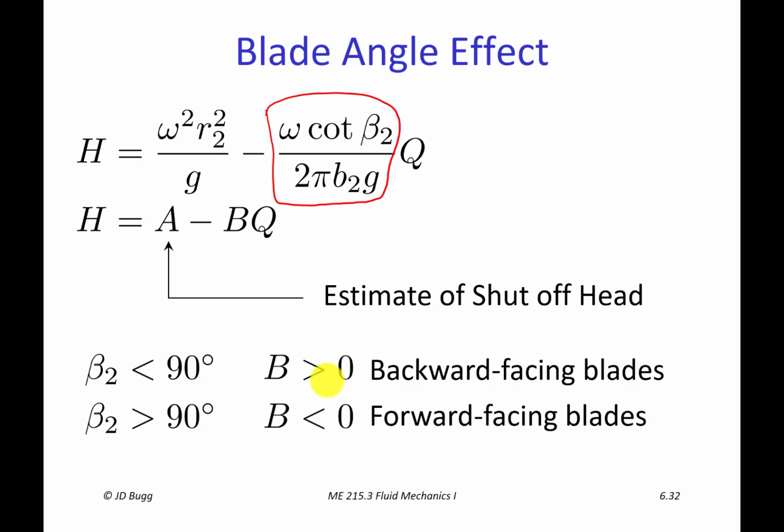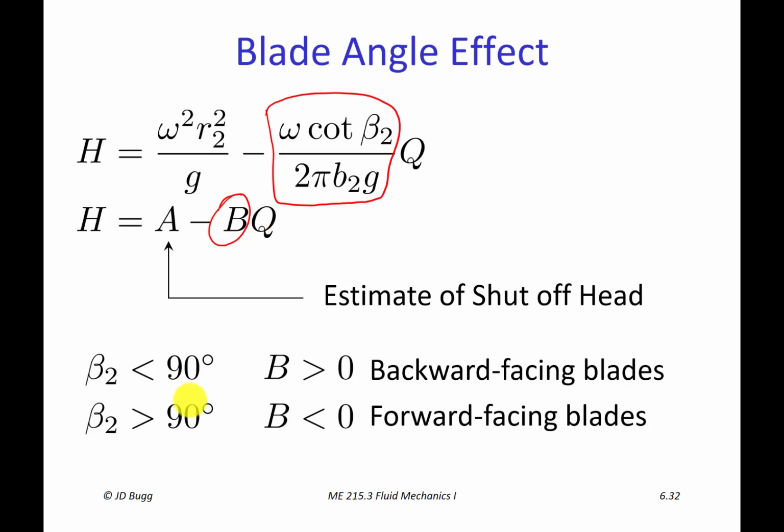If beta is greater than 90 degrees, and we'll show what that looks like in a moment, the cotangent of beta becomes negative. So that means this B is less than 0. A characteristic of forward-facing blades is that this B is less than 0. And remember what role B plays in this equation. It's the slope of the H versus Q line.